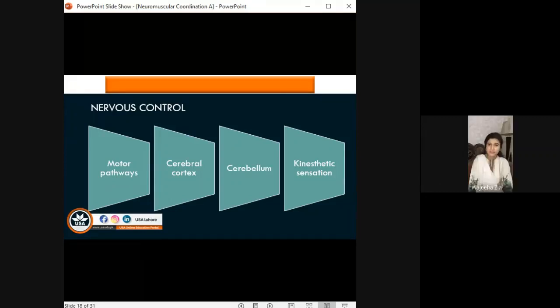Rotator cuff. Whenever we perform elbow movement, we need the proper stability of the head of the humerus, which is done with the help of the fixators, which is the rotator cuff. Okay, very good effort, Vakas.